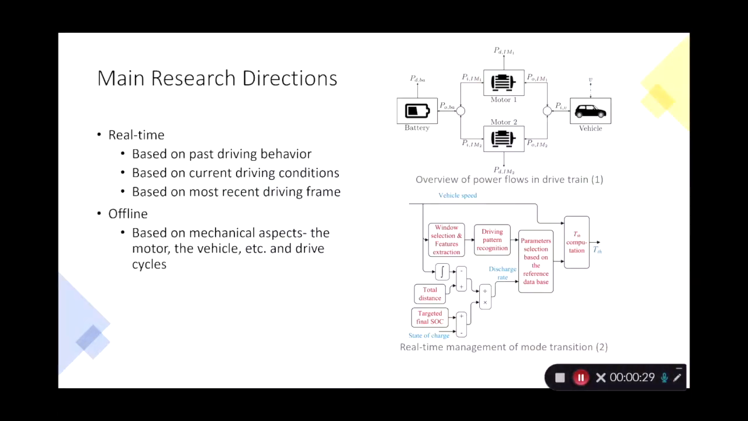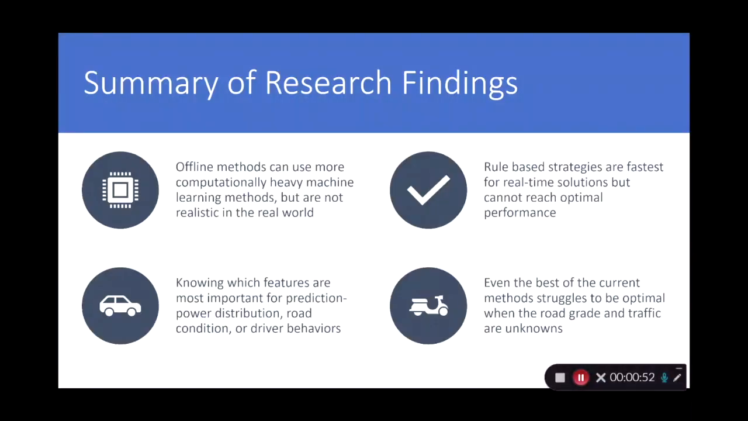So in terms of solving that problem, there are two main directions: using a real-time machine learning strategy or an offline one. Real-time ones focused on basing their information on past driving behavior, current driving conditions, and the most recent driving frame, whereas offline ones focus more on the mechanical and physical aspects, such as the motor vehicle and full drive cycles.